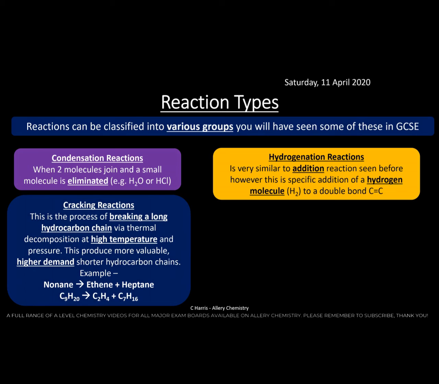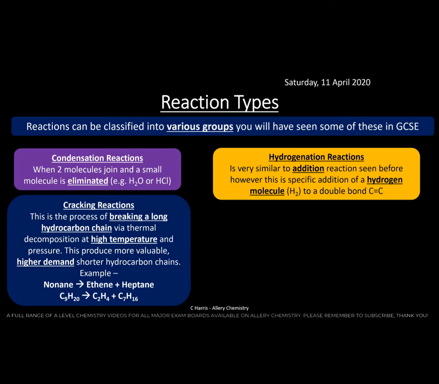Cracking reactions, you might have seen these at GCSE. This is basically where we take a long hydrocarbon chain, normally from petrochemicals, and we break it down into shorter chains, and we use heat, such as thermal decomposition. The reason we do this is because sometimes shorter hydrocarbon chains are more valuable. There's a higher demand for them.